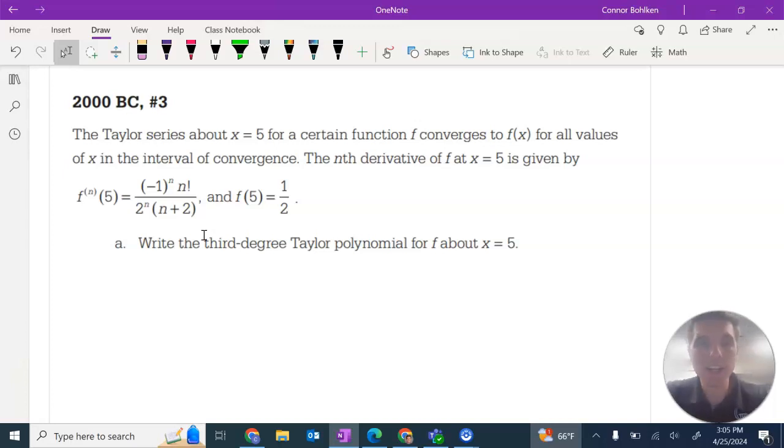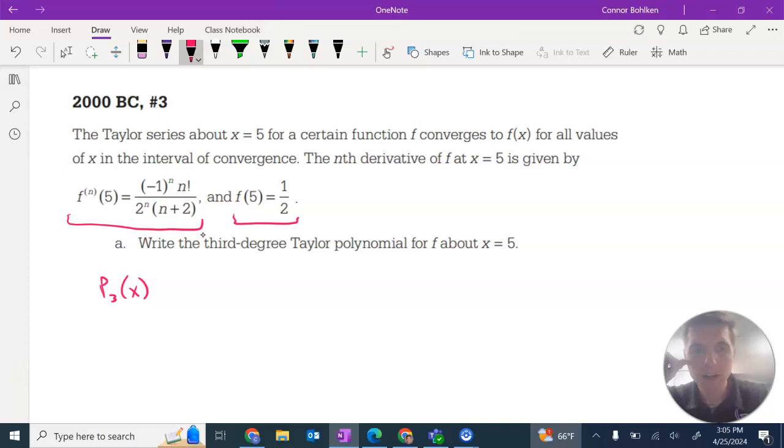So this chunk right here is just the derivative. And then it gives me one single point. And we need that to try and write our function. So if I want a third degree Taylor polynomial, I'm going to write this as p sub 3 of x. So this is my polynomial of degree 3.